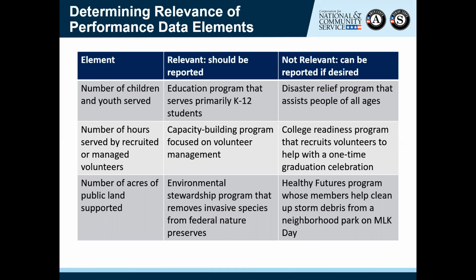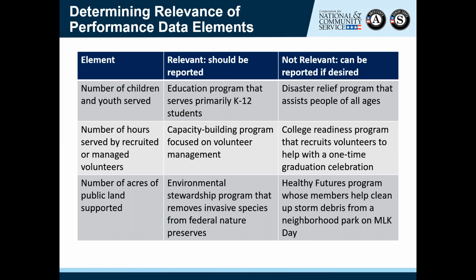The number of hours served by recruited or managed volunteers, that's the second row in the chart, is probably relevant to a capacity building program for whom volunteer management is a central part of their program design. But a lot of grantees recruit volunteers for occasional events, like in this example, a college readiness program that recruits volunteers to help with a one-time graduation celebration. This would be considered peripheral to the program design. So a grantee in this situation wouldn't be expected to report on that performance data indicator unless they would like to.